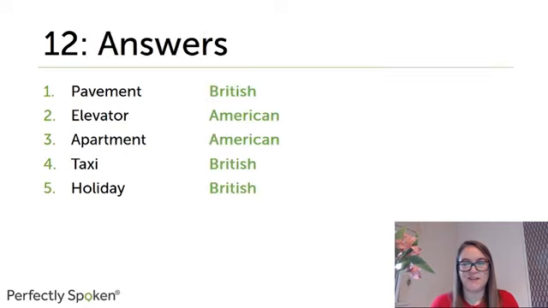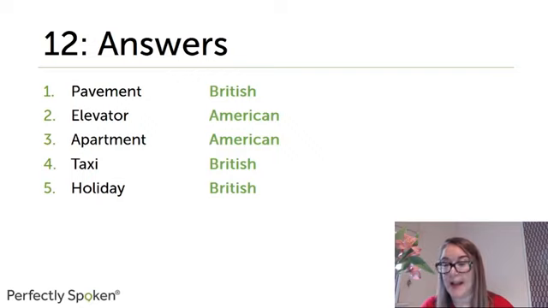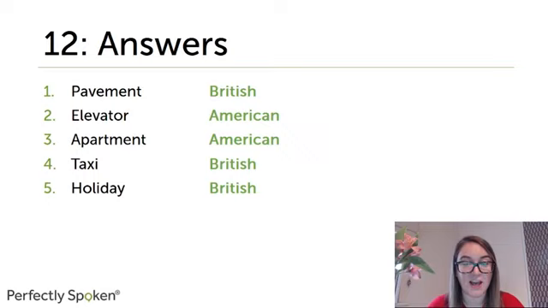Okay, so pavement, yes, this is British English. Do you know the American word? Sidewalk. 2, elevator is American. The British word is lift. 3, apartment is American. The British word is flat. Taxi is British. If you're in America, you would ask for a cab. And number 5, again, holiday is British. If you're in America, you would go on vacation.